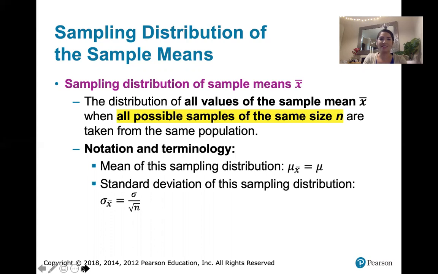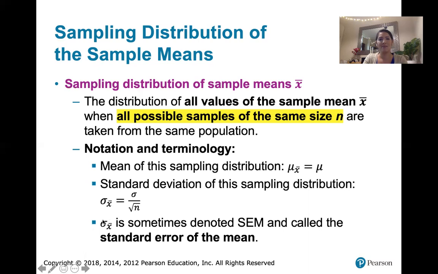And it turns out that the standard deviation of this sampling distribution is denoted this way. We have sigma sub x bar, so that's the standard deviation of the sample means, and that's equal to the standard deviation of the original population divided by the square root of the sample size. This standard deviation of the sampling distribution, or standard deviation of the sample means, is sometimes denoted by SEM and called the standard error of the mean. So you should know that.